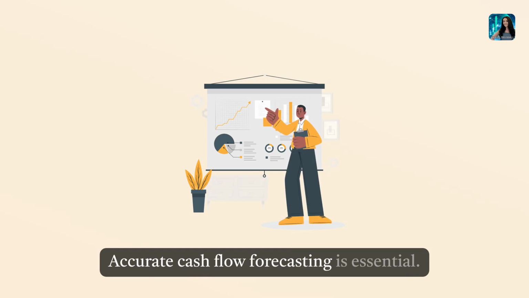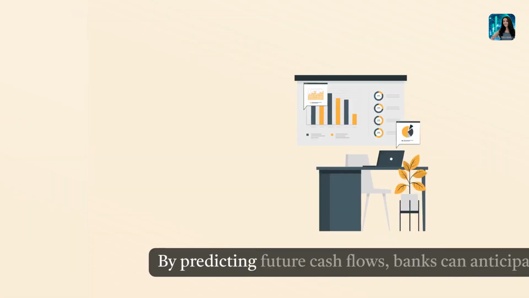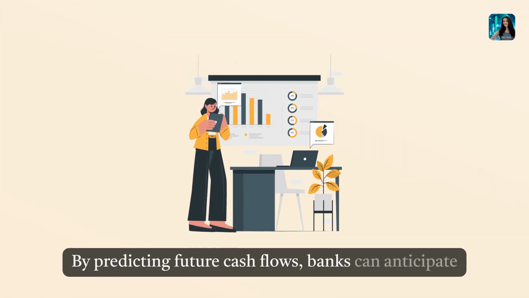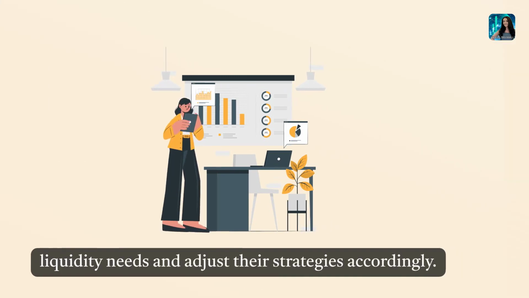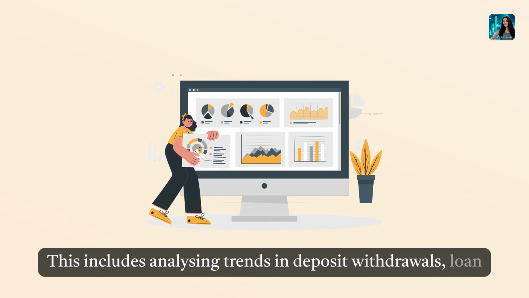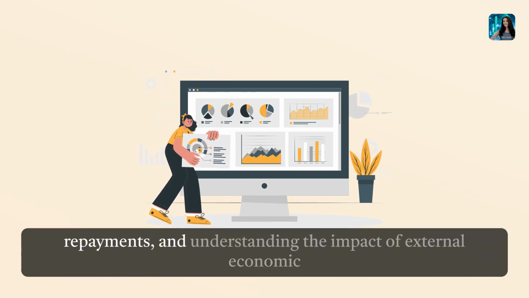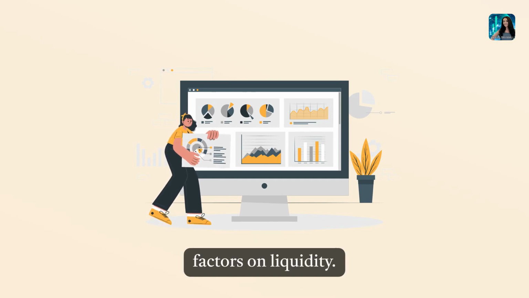Implementing strong cash flow forecasting. Accurate cash flow forecasting is essential. By predicting future cash flows, banks can anticipate liquidity needs and adjust their strategies accordingly. This includes analyzing trends in deposit withdrawals, loan repayments, and understanding the impact of external economic factors on liquidity.